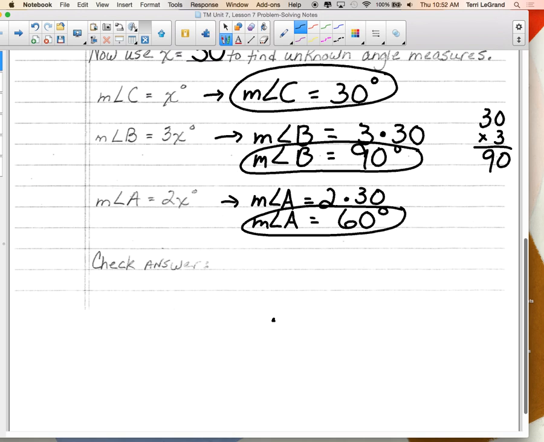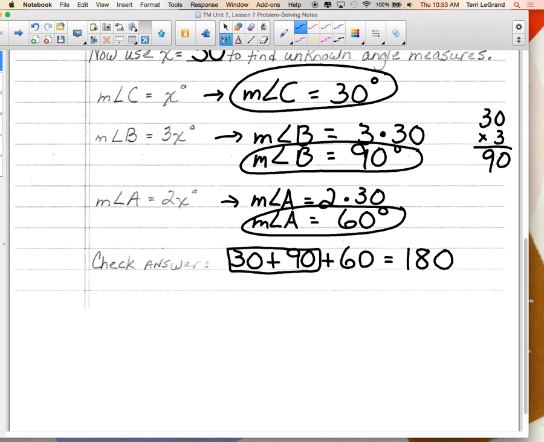And now we're going to check our answer. How are we going to check our answer? Add them all together, and what do they all have to equal? 180. Okay, so let's do it. 30 plus 90 plus 60 better equal 180.